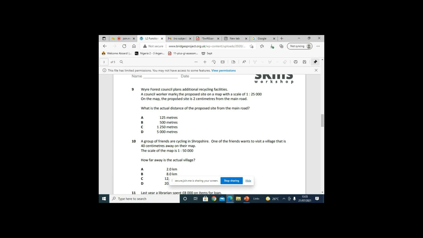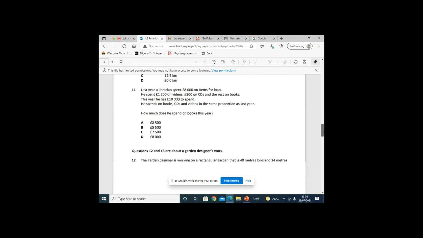1 centimeter is 25,000 centimeters. So 2 centimeters on the map is going to be what? 50,000 centimeters. Then you now convert 50,000 to meters. Divide 50,000 by 100. So it's going to be what? That's going to be 500. You are correct. So the final one.